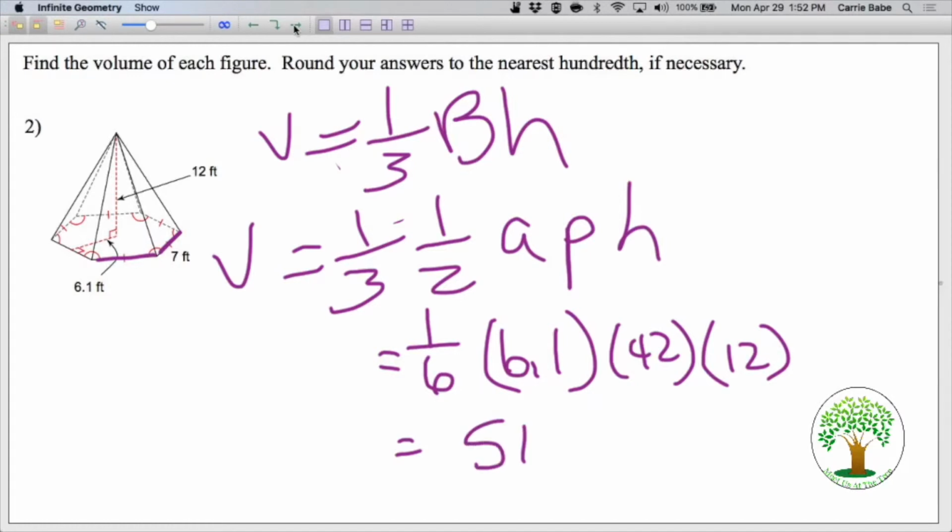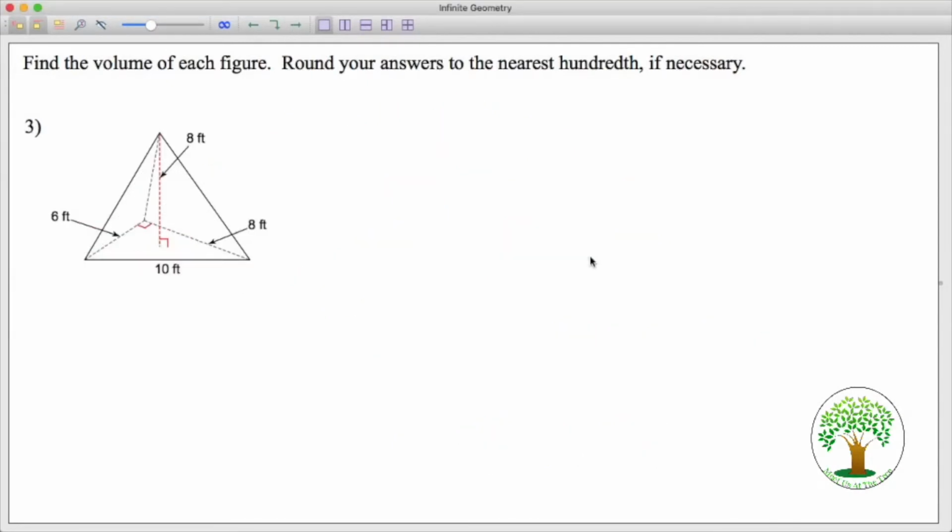That's not what I got. 512.4. That's fine. Okay, well, look at that. Let's move on to number 3. All right, the volume of a pyramid is 1/3 area of the base times the height. Our base is a triangle. They have been giving you right triangles a lot.